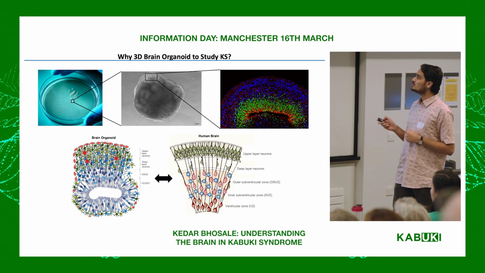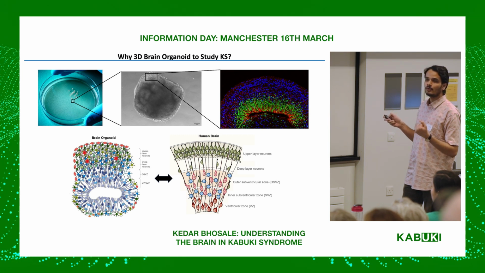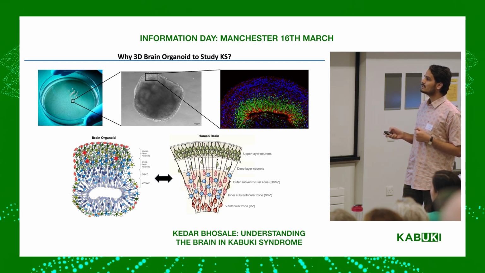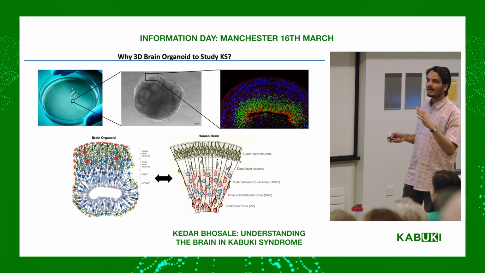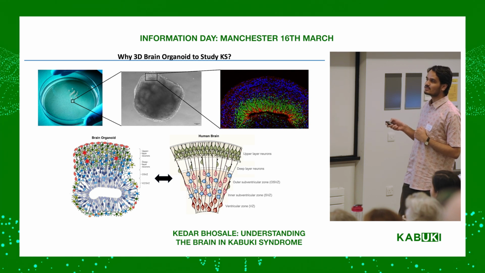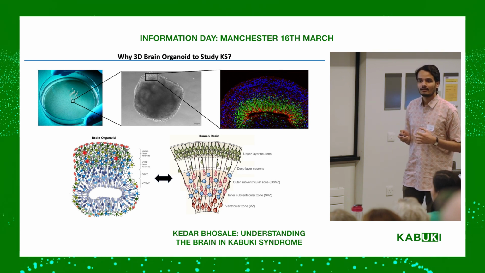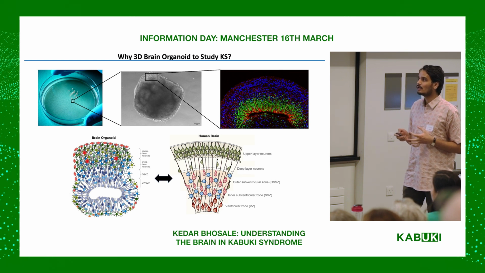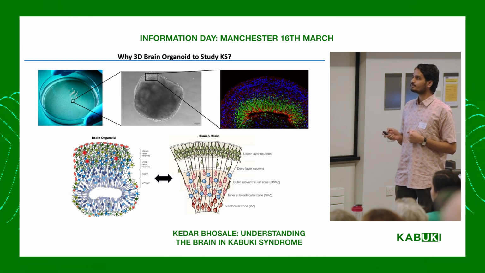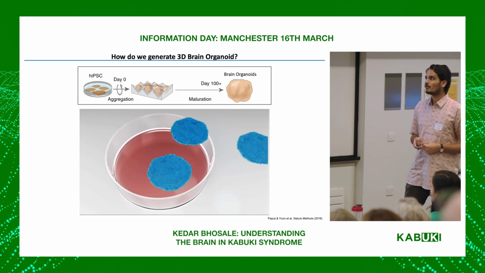So essentially, we get to see many different cell types in the organoid, as in a human brain, and we also see this nice layering pattern, which is similar to what we observe in the human brain. So that's why these 3D brain organoid systems are a very nice way of studying developmental disorders and specifically Kabuki syndrome. So the next question would be, how do we generate these organoids?